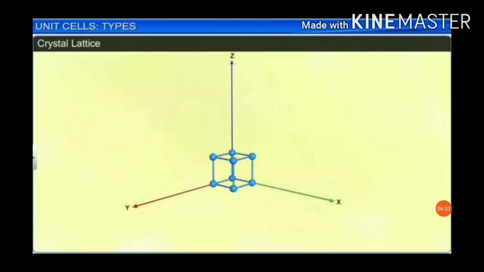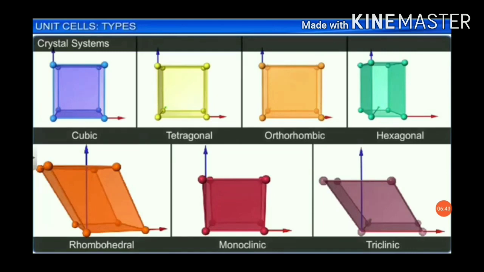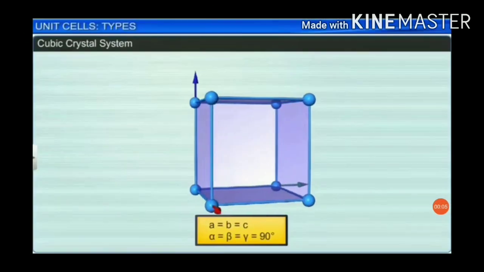Next, the three-dimensional crystal lattice is generated by the repetition of unit cells. Unit cells are characterized by 6 parameters, 3 edges a, b and c, and the angles between these edges, alpha, beta and gamma. Based on these lattice parameters, we have 7 popular crystal systems. First one cubic, second tetragonal, third orthorhombic, fourth hexagonal, fifth rhombohedral, sixth monoclinic, last one is the triclinic crystal system. Now we can discuss one by one.